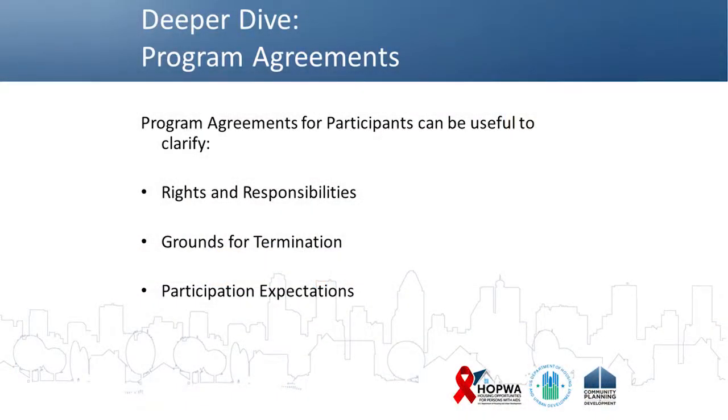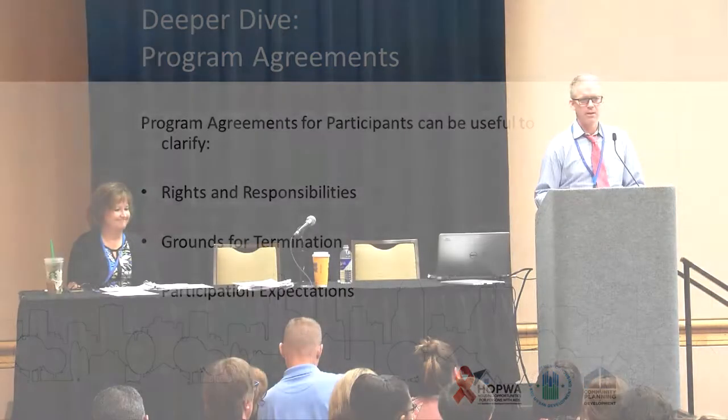So a program agreement can be useful to clarify any rights and responsibilities, both on the part of the client and the part of the agency. And I'd emphasize that latter part. I think it's always important in the work that we do to communicate your responsibilities to the clients, not just the other way around, but what you're going to provide, what they can expect of you in terms of services, expectations, protections, that sort of thing.